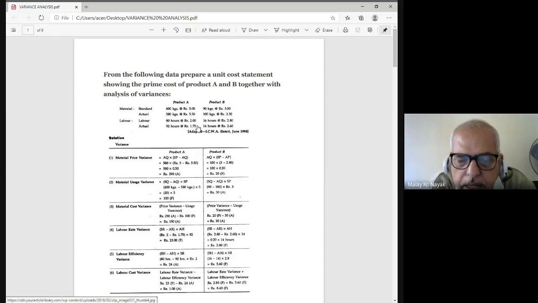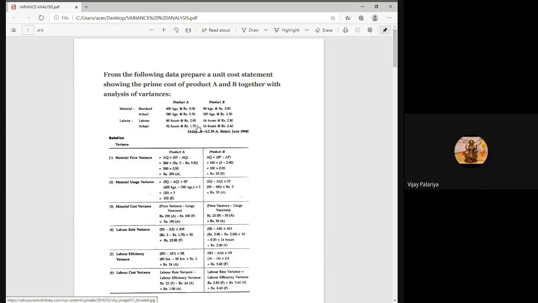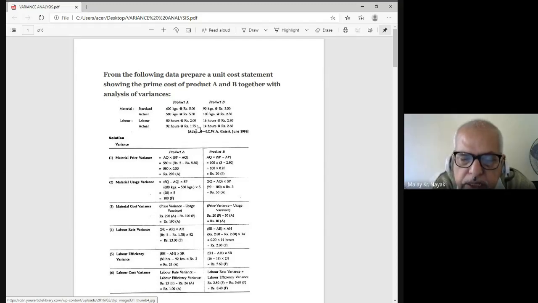Then you add 24A plus 23F. What is the result? A is more, therefore 1A. Is it not? Bijoy? Yes, sir. 24A minus 23F means 1A. It coincides, okay? Therefore, it is complete. Labor cost variance equals labor rate variance plus labor efficiency variance.